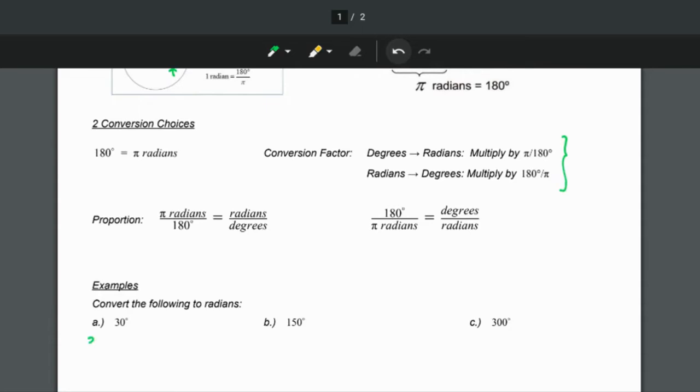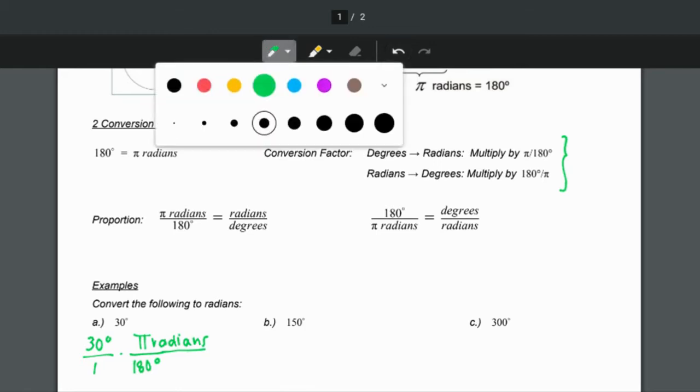So 30 degrees, if I were to make that into a fraction, that's in the numerator. I'm just putting a 1 on the bottom, so I know that the 30 is on top. And I'm either multiplying by pi over 180 degrees or 180 degrees over pi. But I need to make sure that the degrees would cancel out. So I need to make sure that the degrees are on the bottom. So I'm going to put 180 degrees on the bottom and pi radians in the numerator. And then you're just multiplying across and canceling out whenever possible.